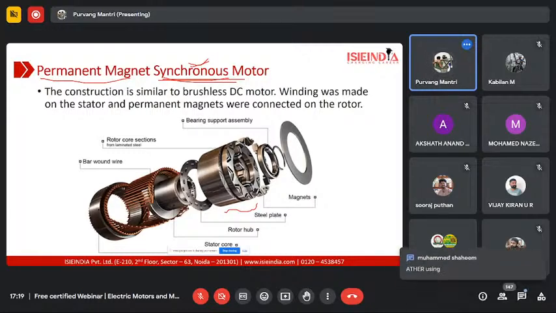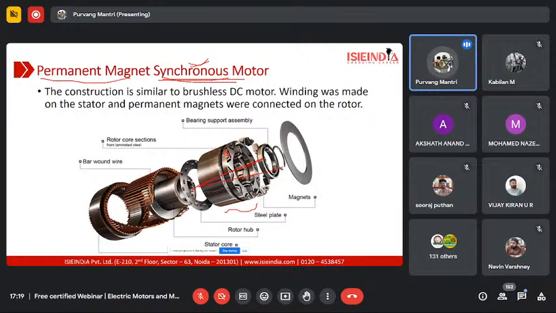This is an axially laminated rotor, whereas in a transversely laminated rotor, the parts would be connected from the perpendicular direction to the axis. Like, this is the axis of the rotor, right? So in a transversely laminated rotor, the rotor parts would be mounted in the perpendicular direction.